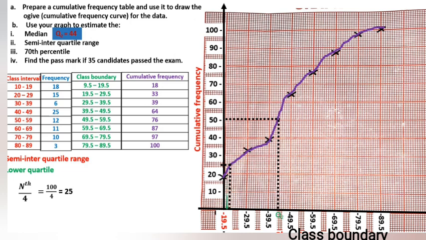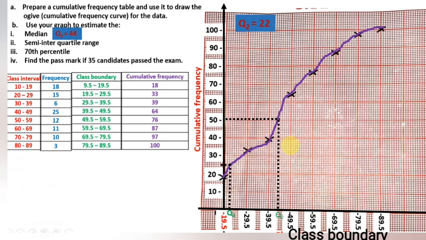So we start from 19.5, the next is going to be 20.5. Then we'll have 21.5. Then it's going to be placed at the midpoint. So that's going to give us 22. So that's at 22. So the lower quartile is 22. So we'll just record that down.